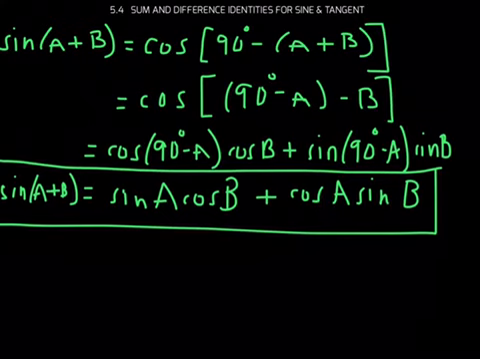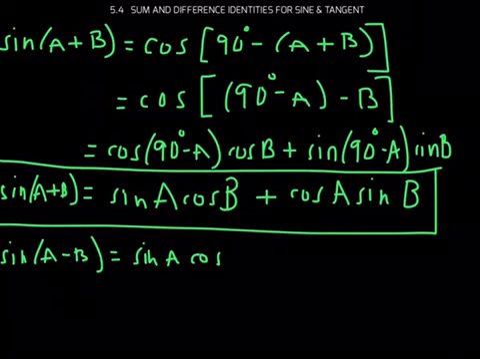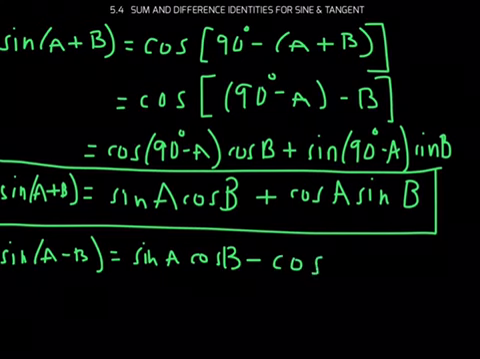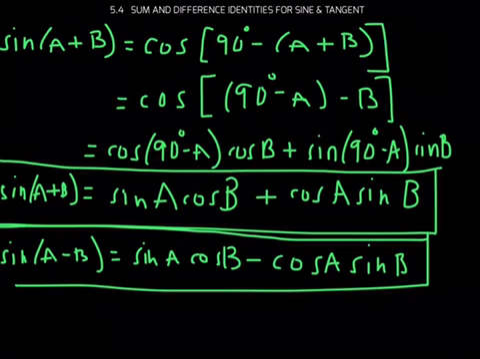I wonder if you can follow the pattern to get us sine of a minus b. Well, if you follow the pattern, it'll be sine of a, then cosine of b, keep the same sign, and then cosine of a, sine of b. Now this is the difference identity for sine.